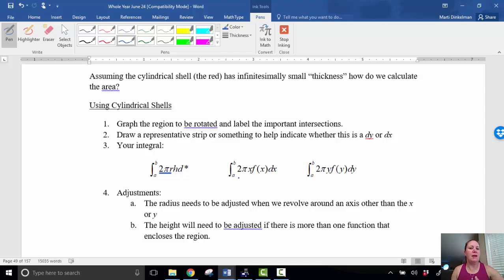The only adjustments we have to make to that are if we're going around an axis other than the x or y, the radius would need to be adjusted. So instead of an x or just a y there, we're going to have to make an adjustment. And then the height, if we have two functions, then we're going to have to just adjust the f of x because it's going to include two functions.